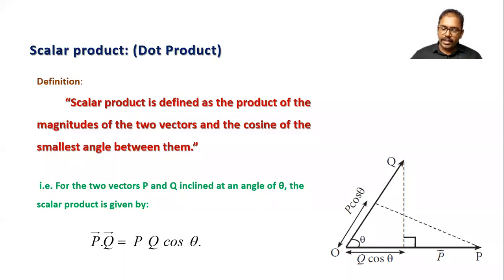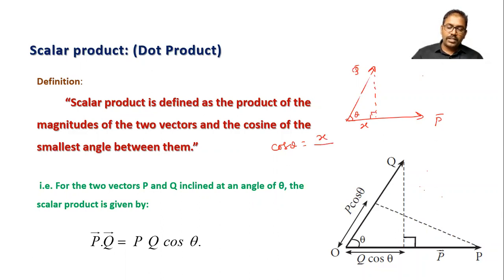In another way, you can see this diagram. When I'm talking about two vectors, this is first a vector p bar and this is q bar. If I draw a perpendicular line here, then this is theta angle. So I can write cos theta is equal to adjacent side. Let me name this adjacent side as x, divided by hypotenuse, which is represented by vector q. So I can write magnitude q. So x is equal to q cos theta. So I can write here q cos theta.